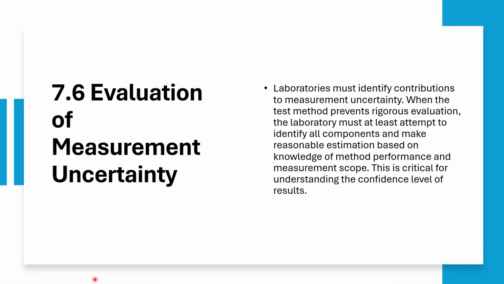Clause 7.6 talks about evaluation of measurement uncertainty. Now, in this, the laboratory must identify contributions to measurement uncertainty. When the test method prevents rigorous evaluation, the laboratory must at least attempt to identify all components and make a reasonable estimation based on knowledge of method performance and measurement scope. This is critical to understanding the confidence level of the results.